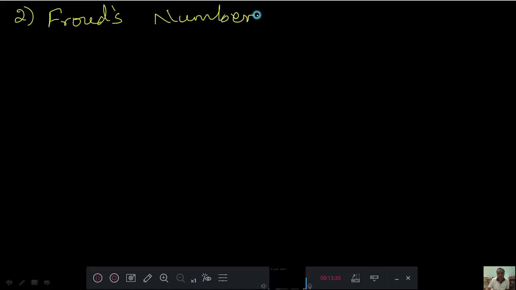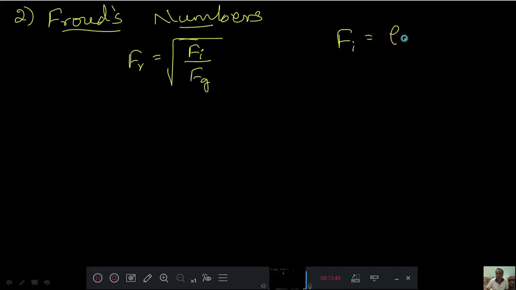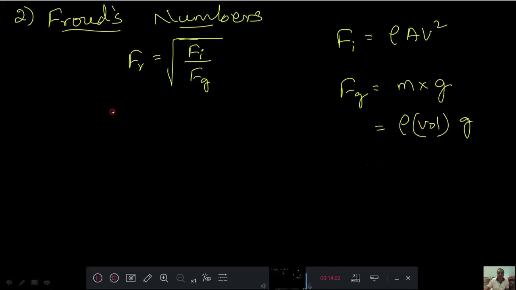Okay, now we'll go to the second dimensionless number. That second dimensionless number is Froude number. The Froude number, as defined by Froude, is equal to the square root of the ratio of inertial force to the gravity force. Inertial force, as I already derived in the last slide, is rho a into v square, and the gravitational force is mass into acceleration due to gravity. Here mass means rho into volume, into gravity. Okay, that I will substitute here.